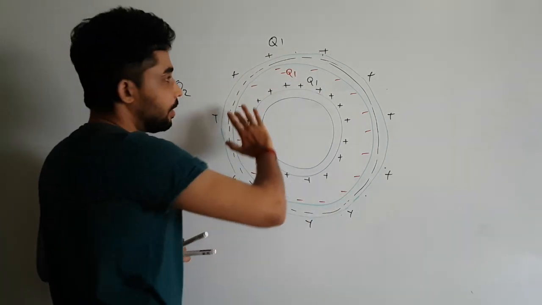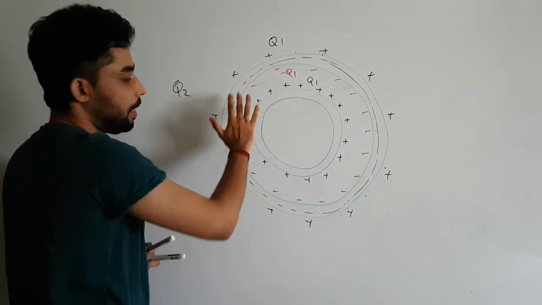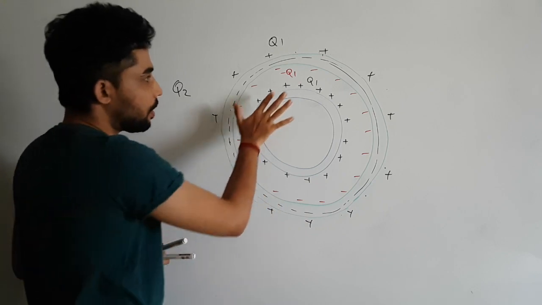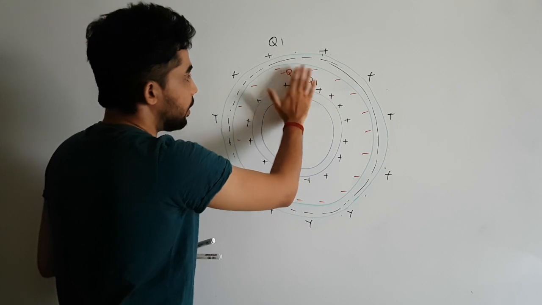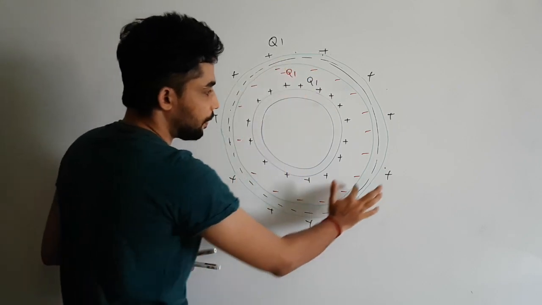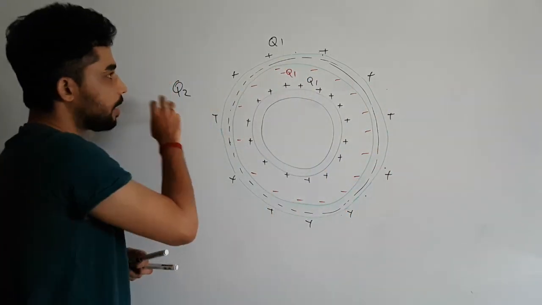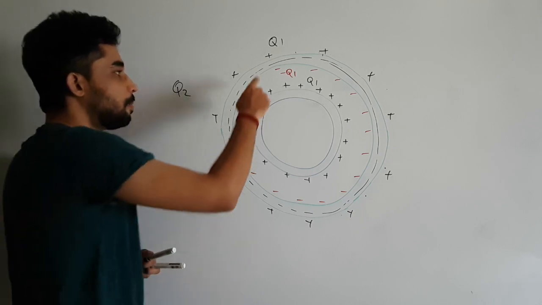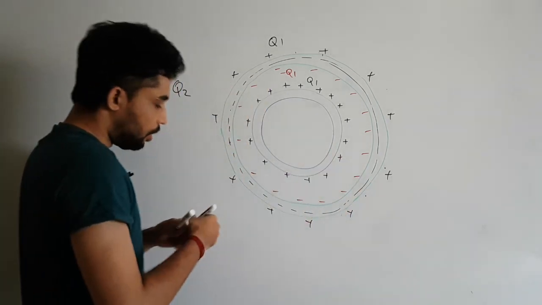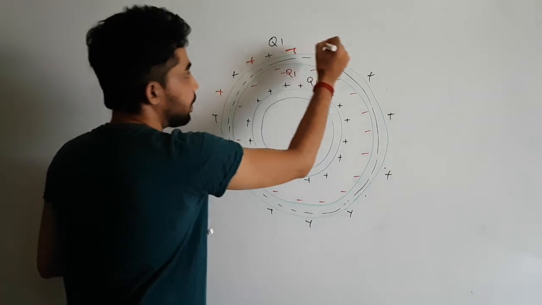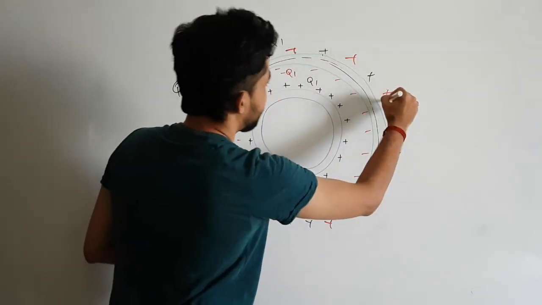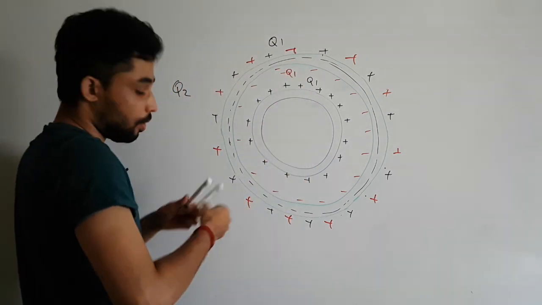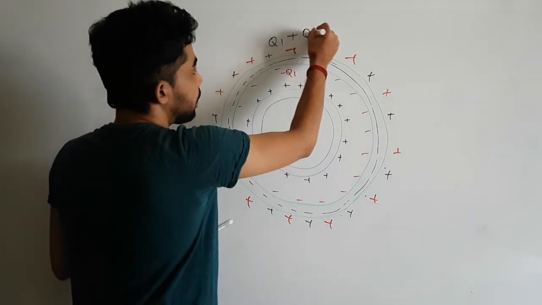As you can see, on this inner surface there shouldn't be any excess charges now. Why? Because there is a proper amount of charge, minus q1 and q1, so that the net charge enclosed by this Gaussian surface becomes 0. So this charge q2 also has to come onto the outer surface, like this. So the total charge on the outer surface now becomes q1 plus q2.